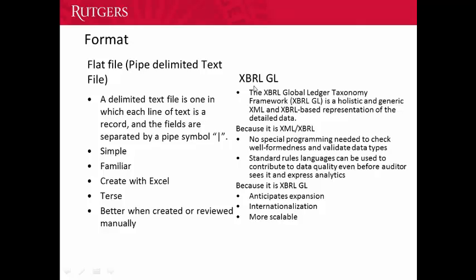Now let's take a look at the XBRL file. The XBRL has its full name as the XBRL Global Ledger Taxonomy Framework. It is a holistic and generic XML and XBRL-based representation of detailed data. It can be found in accounting operational system, and is meant to be the bridge from transactional standards to reporting standards, integrating the business reporting supply chain.